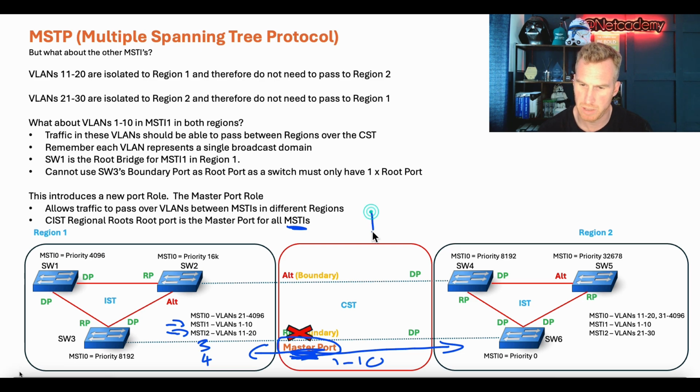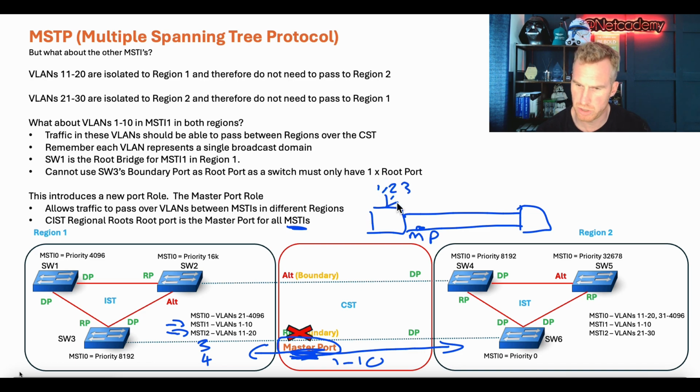master port. So if we again look at it from the logical perspective, where each region sees one big giant switch that they're connecting to, we can now use the master port here for all instances in this logical switch, and from region 2 for all instances 1, 2 and 3 to use the designated ports actually connected to it. So master port basically allows traffic to pass between regions for all the instances that are not the IST, i.e. the default instance, MSTI 0.